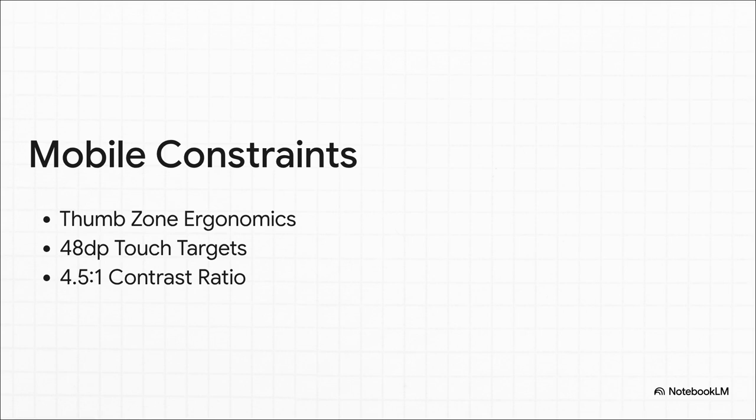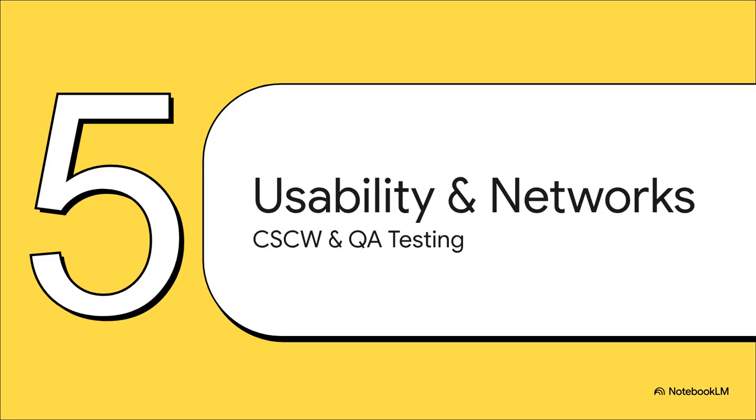And all of this is enforced through a really strict hierarchy. A broad philosophical principle becomes a recognized standard, which narrows down into a platform guideline and finally solidifies into a strict, unbendable company rule. All right, home stretch. We've reached our final section, Section 5, Usability and Networks, QA and Computer-Supported Cooperative Work.